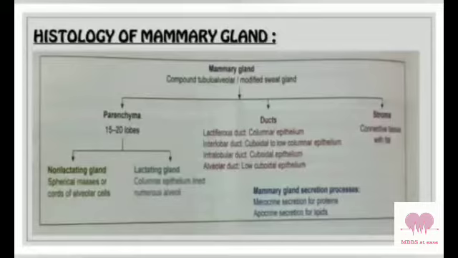The lactiferous ducts are made up of the columnar epithelium. The interlobular duct is made up of the cuboidal or the low columnar epithelium. Here, the low refers to the simple columnar epithelium. Interlobular duct is made up of the cuboidal epithelium and alveolar duct is made up of the low cuboidal epithelium. Finally, the stroma is made up of connective tissues and fat.